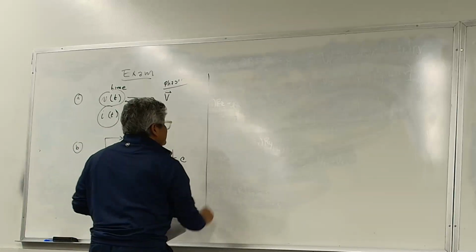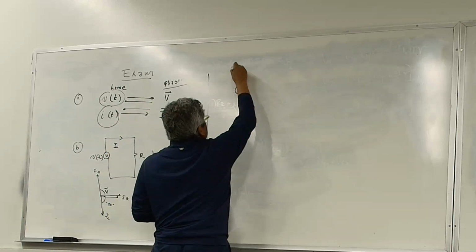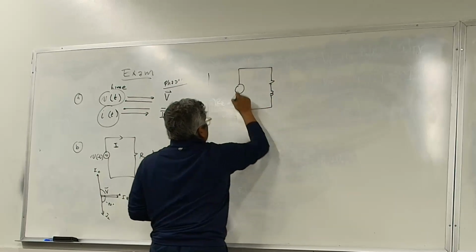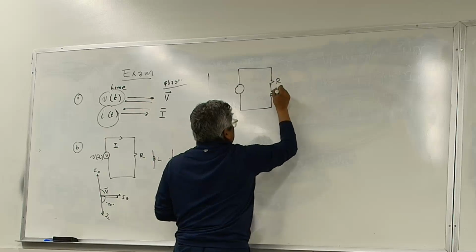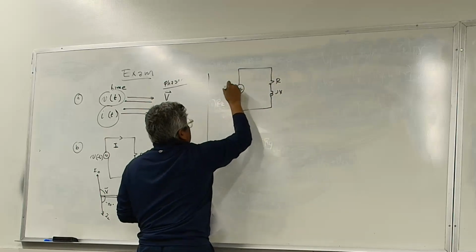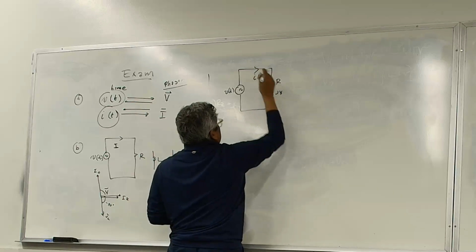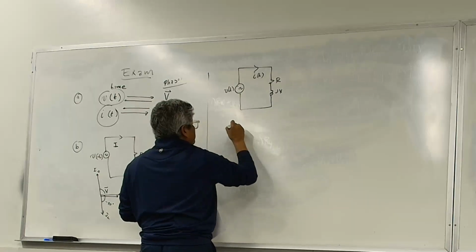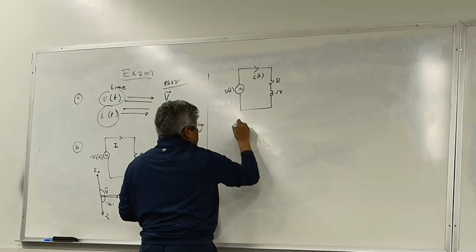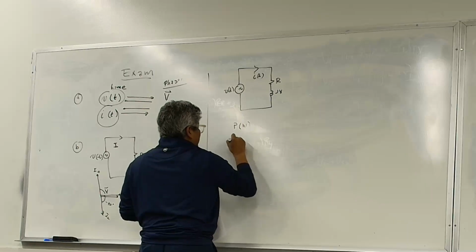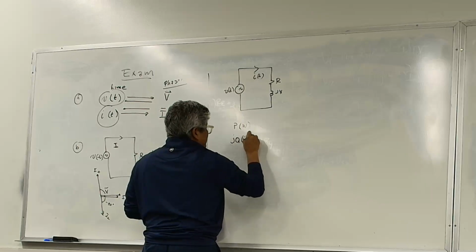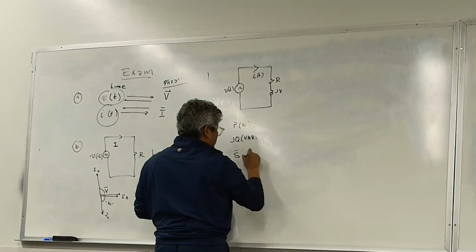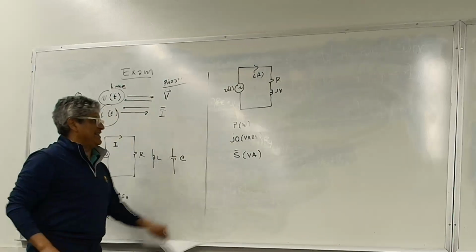In addition to that, if you are given a circuit, say R, L, or R, jX, with v(t) and i(t), and I give you obviously two pieces of information, you should be able to find your real power, your reactive power, and your apparent power, right? And this is in volt-amperes. You should be able to find that.